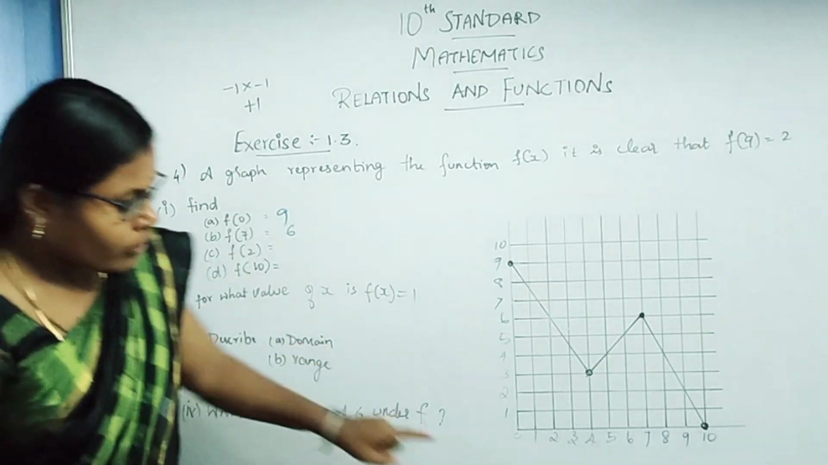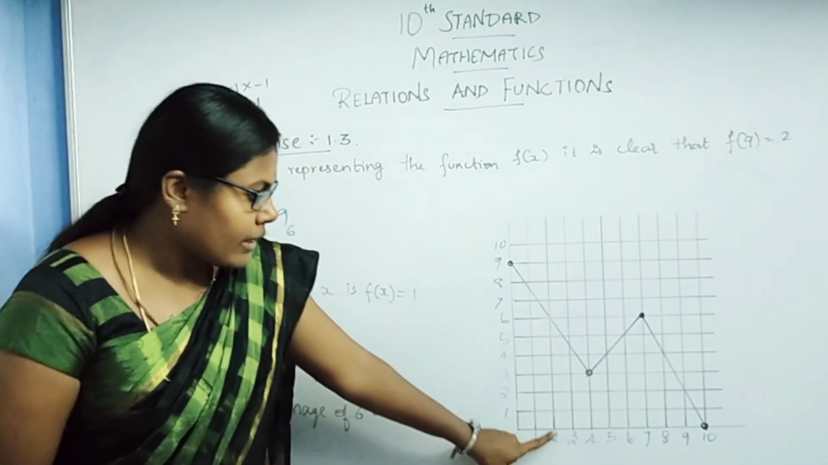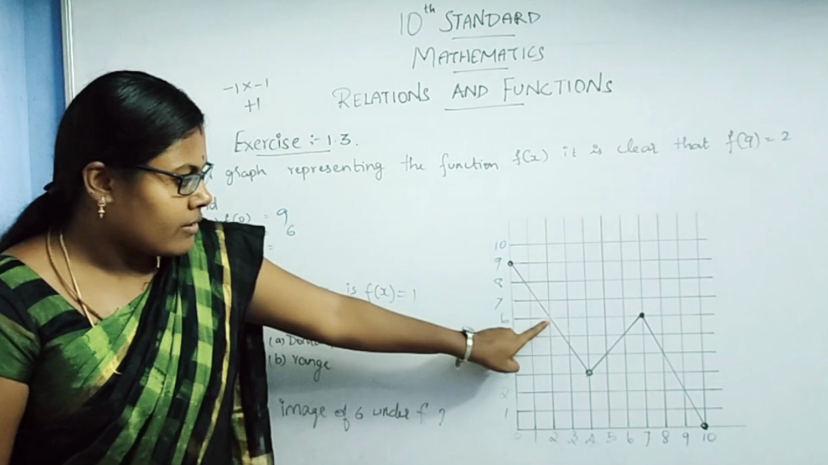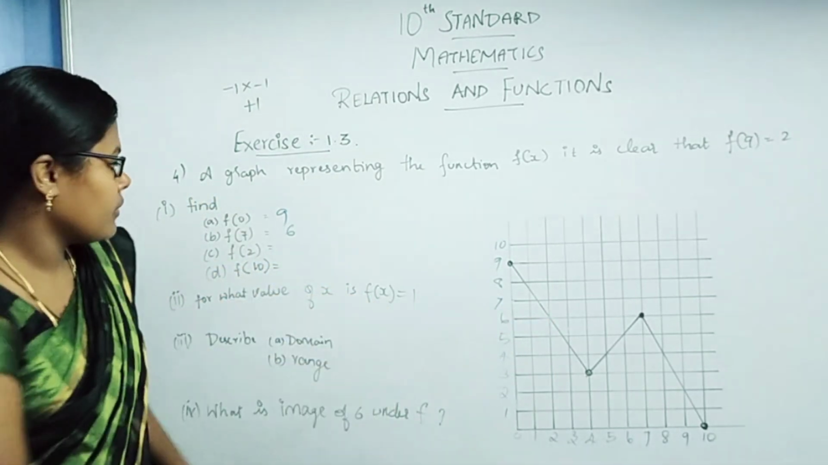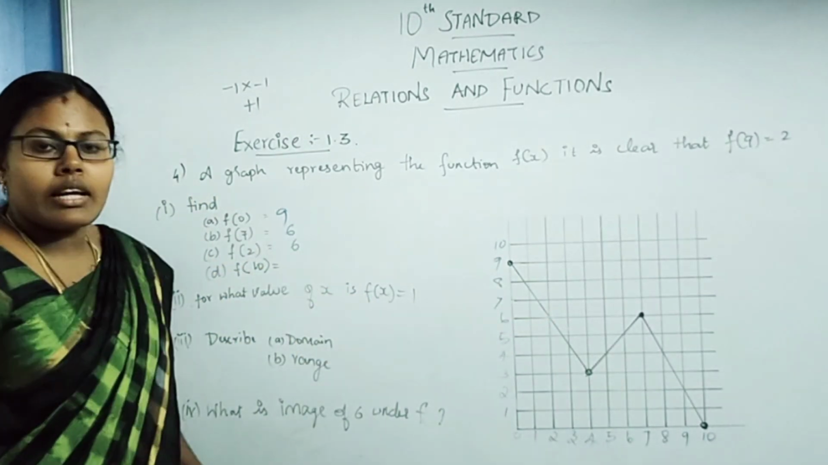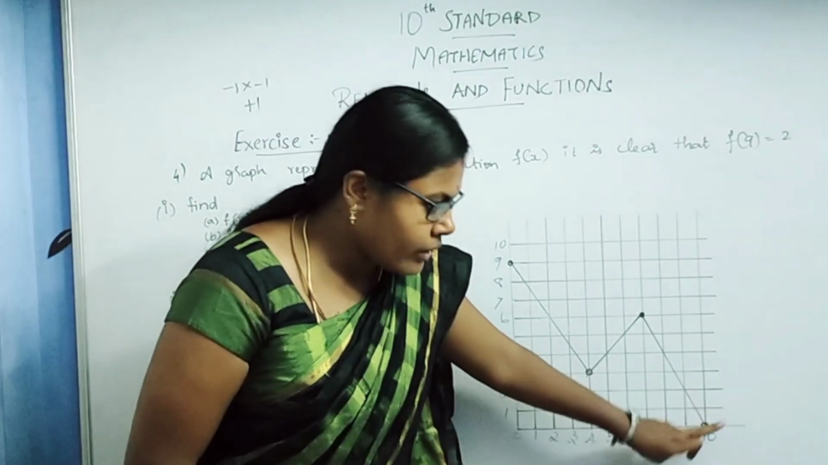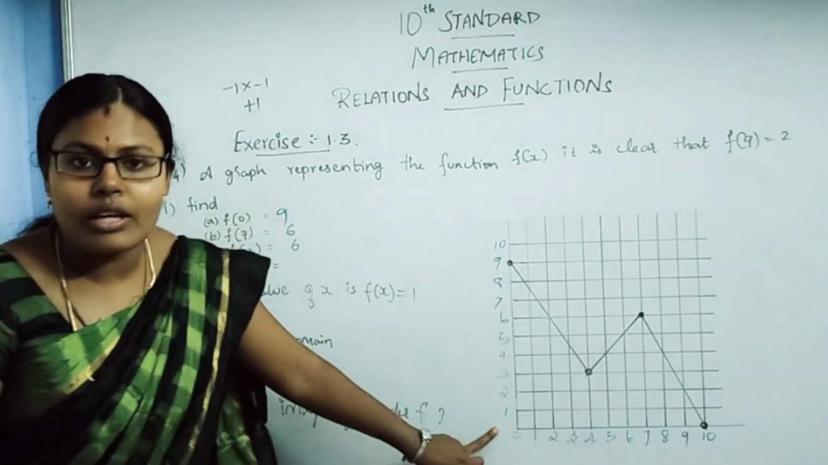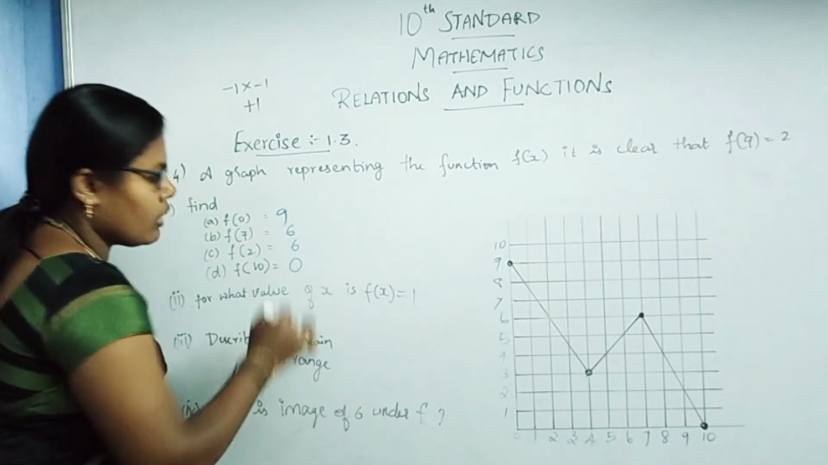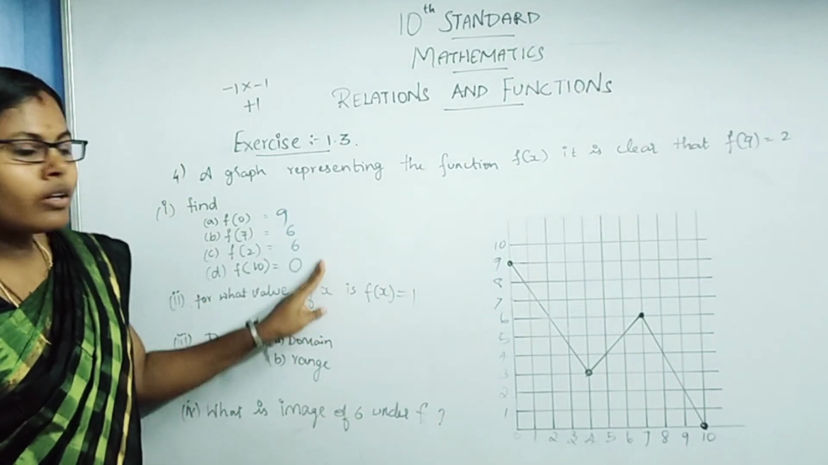Next f of 2. So this is f of 2, where the graph is meeting something here, so that is 6. Okay. Next f of 10. So this is f of 10, where is the graph meeting? On that place, so that is 0. Okay. I think you got this.